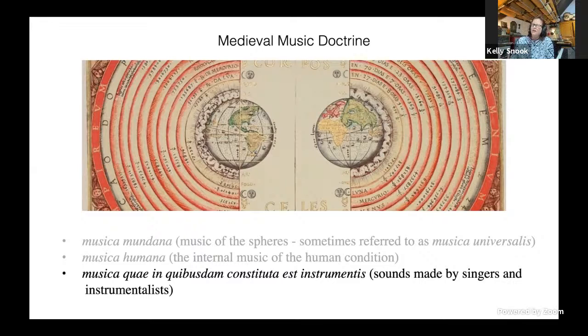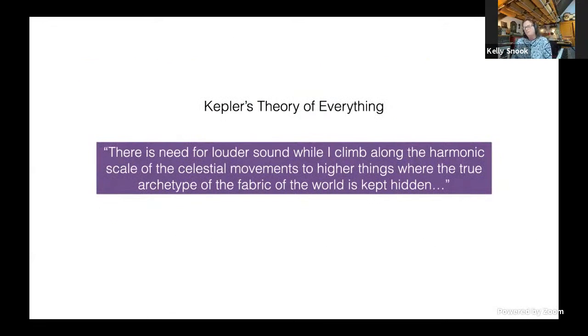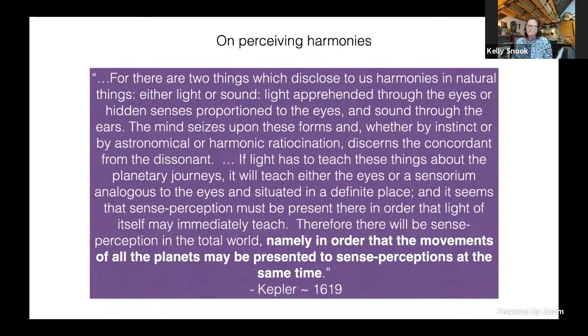And so this started a very long, slow burn of trying to figure out how to take up the work of finding the archetype of the fabric of the world, the way Kepler believed that the archetype of the fabric of the world is kept hidden in the celestial music, the music of the spheres. He really thought that was the key to understanding everything. And he thought it revolved around our ability as humans to perceive harmony, because he thought harmony was the organizing principle of everything.